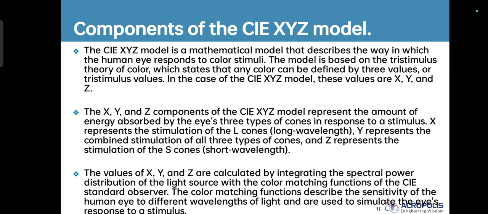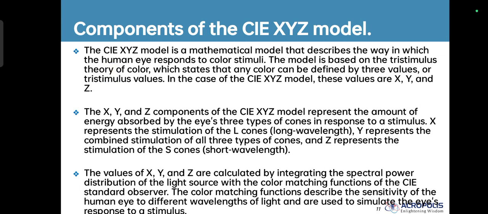Components of the CIE XYZ model. The CIE XYZ model is a mathematical model that describes the way in which the human eye responds to color stimuli. The model is based on the tristimulus theory of color, which states that any color can be defined by three values or stimulus values. In the case of the CIE XYZ model, these values are X, Y, and Z. The XYZ components represent the amount of energy absorbed by the eye's three types of cones in response to a stimulus. X represents the stimulation of L cones, Y represents the combined stimulation of all three types of cones, and Z represents the stimulation of S cones.